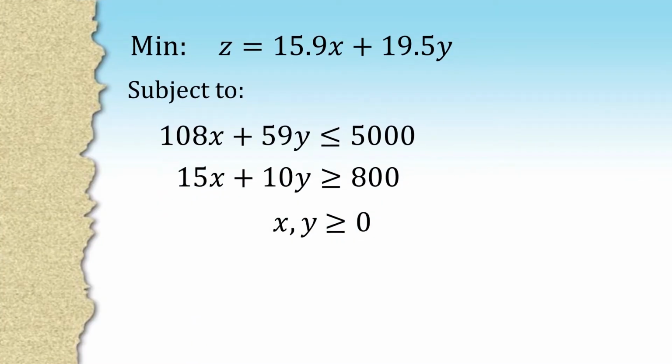Now let us add a minimization problem. Z is equal to 15.9x plus 19.5y. So min is short for minimize. So we have the constraints also: 108x plus 59y less than or equal to 5,000 and 15x plus 10y greater than or equal to 800. Those are the constraints, and we have the non-negativity constraints x, y greater than or equal to 0.